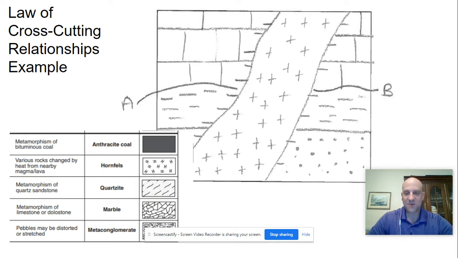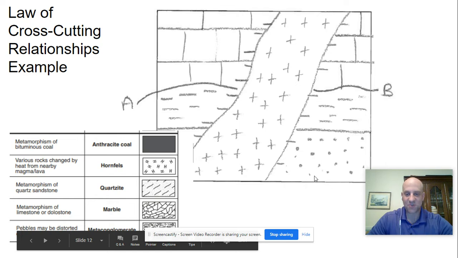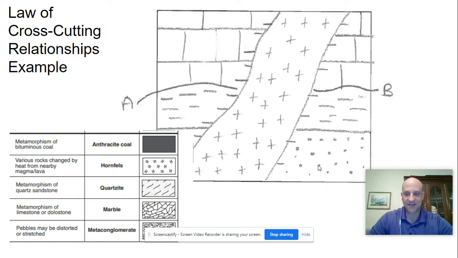So first, to interpret this diagram, we're going to use the law of superposition. Since the oldest rocks are on the bottom, we have two things on the bottom, sandstone and igneous rock. We know that the sandstone had to come first because the igneous rock is cross-cutting the sandstone. So the order of events here would be sandstone, followed by the shale, the unconformity, the limestone, and then finally the igneous intrusion.